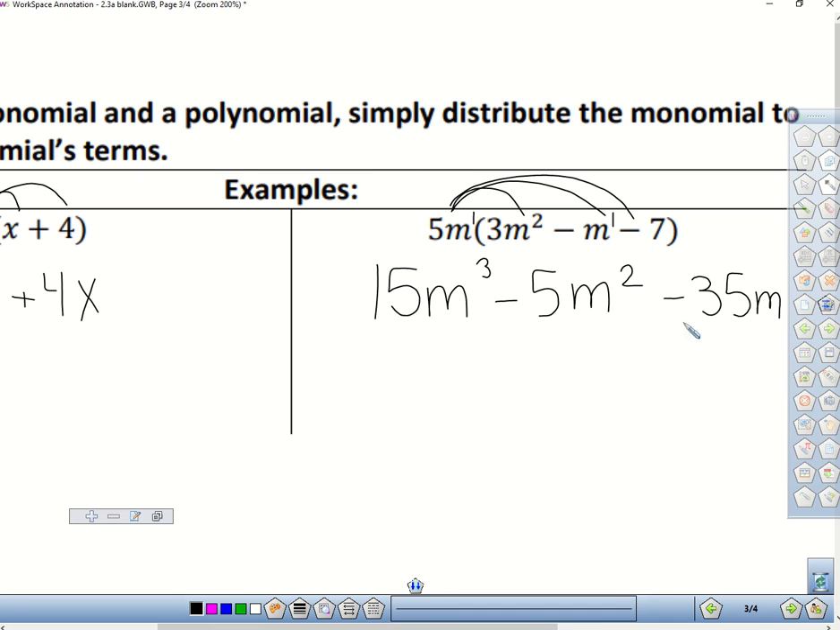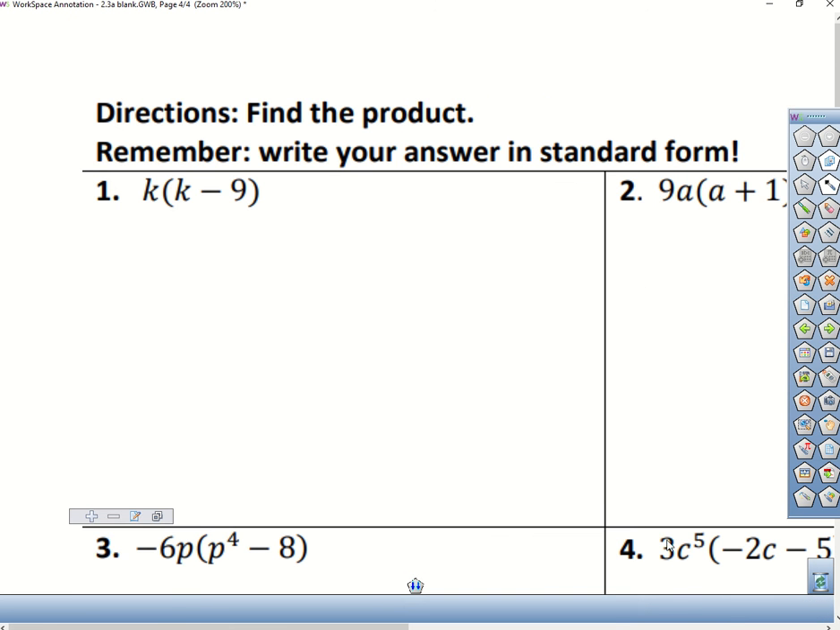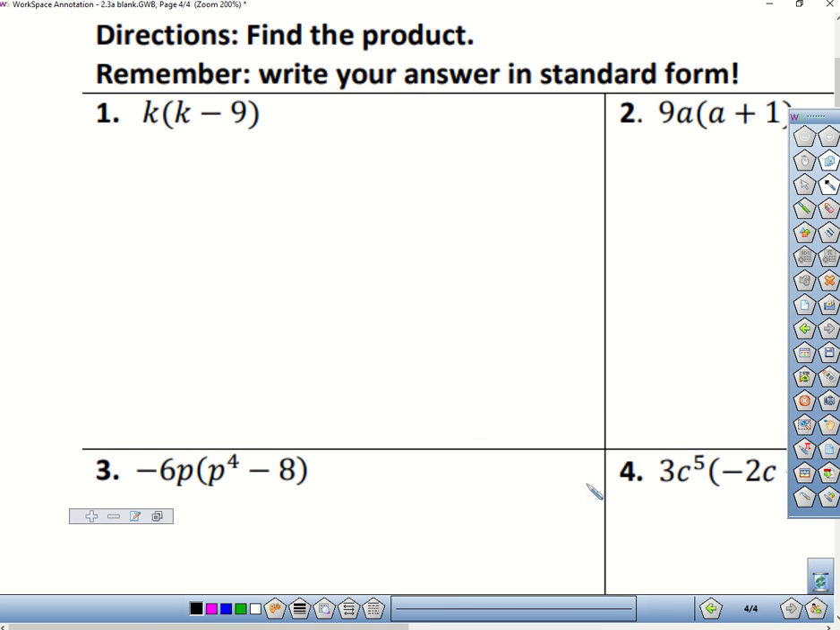So the last few we're going to talk about. Let's do the first one together. So, a to the second power. Good, that's the first term. And then what's the next term? Negative 9k. You got it, negative 9k. Don't forget your negative sign. It's not bad, right? It's not too hard. You guys can do it.